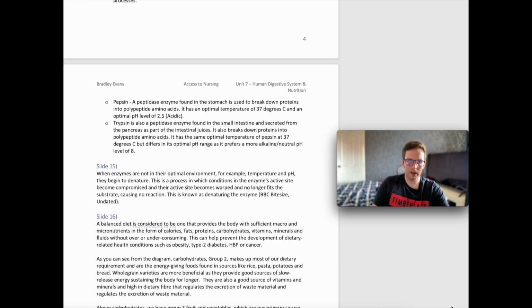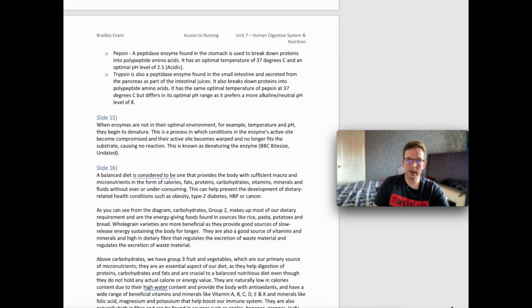These conditions help optimize its ability to catalyze its chemical processes. Pepsin, a peptidase enzyme found in the stomach, is used to break down proteins into polypeptide amino acids. It has an optimal temperature of 37 degrees and an optimal pH level of 2.5, and that makes it acidic.